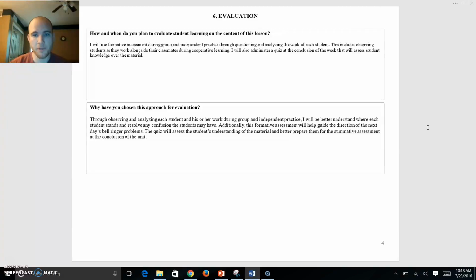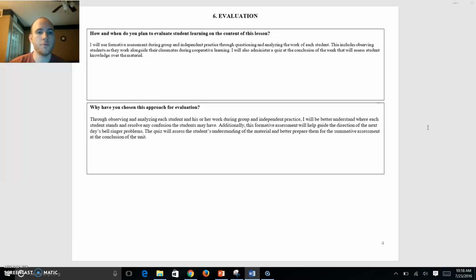Additionally, this formative assessment will help me guide the direction of the next day's bell ringer problems. Once I see where they're at, and I can catch any confusion that comes up during their guided and independent practice, I can start formulating some problems for a quick review in the next day's bell work. And then the quiz will assess students' understanding of the material and better prepare them for the summative assessment at the conclusion of the unit.